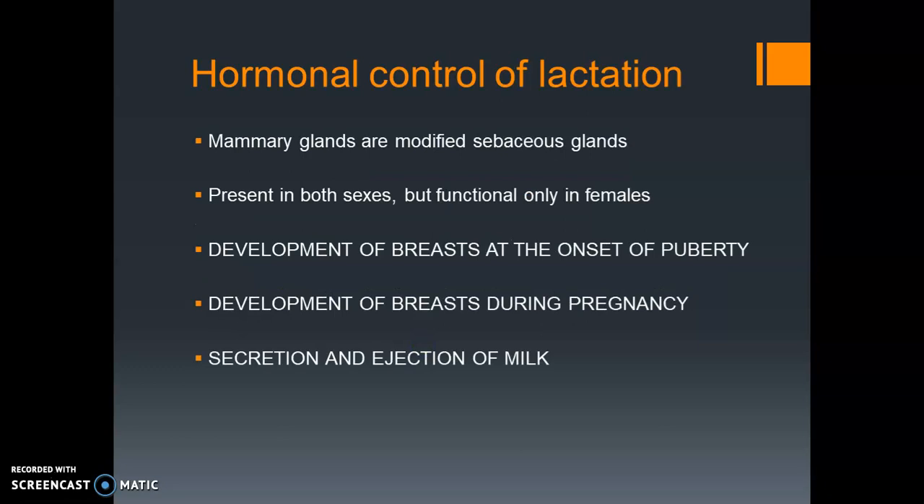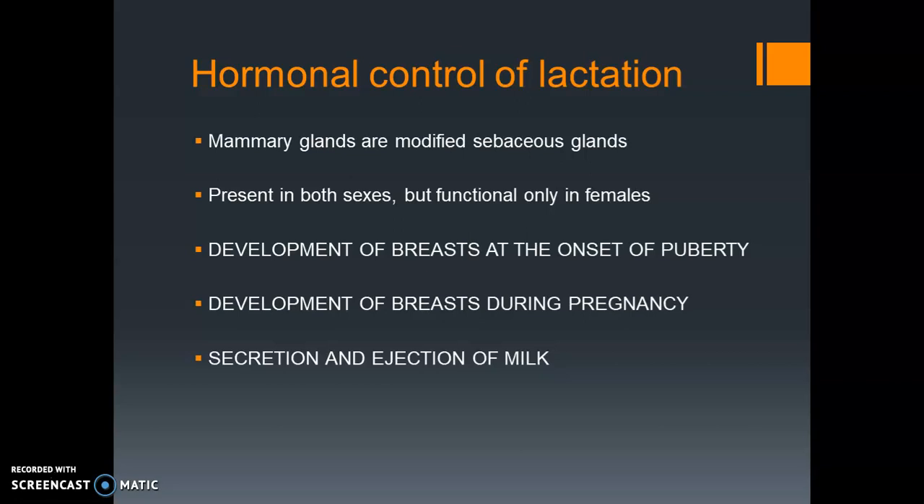Next is the hormonal control of lactation. You know that lactation is the process that involves the synthesis and secretion of milk and also the ejection of milk into the mouth of the child. The milk is secreted by the mammary glands, which are modified sebaceous glands, and these mammary glands are present in both sexes, but functional only in females.